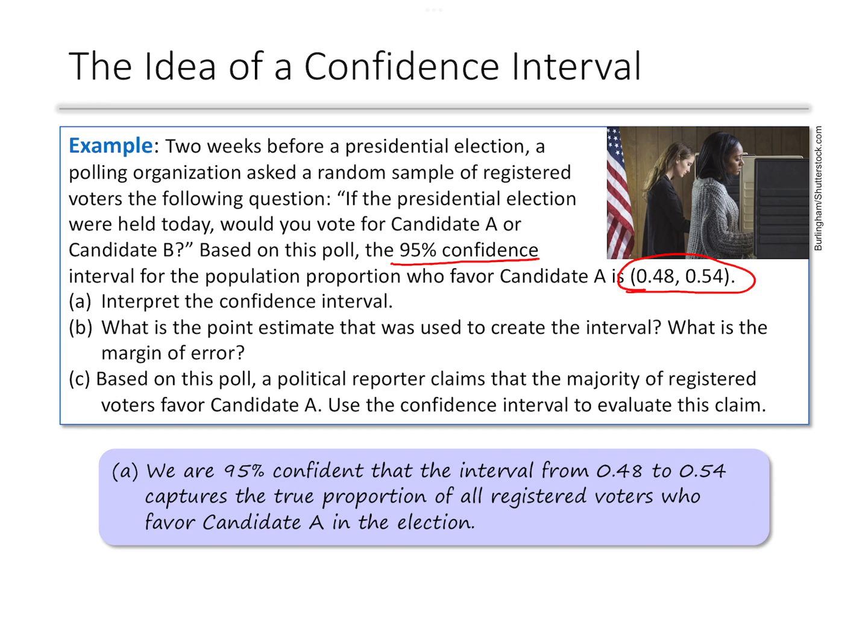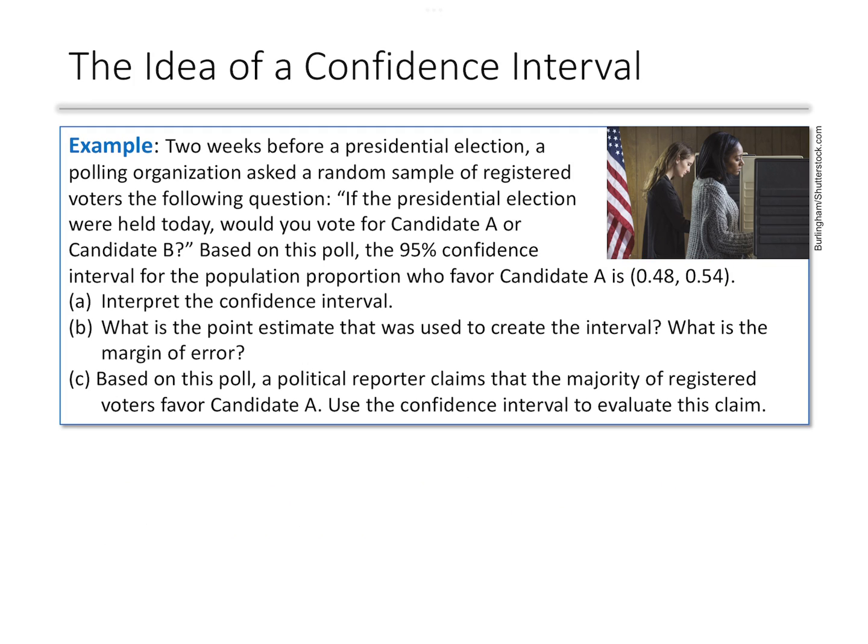We are 95% confident that the interval from 0.48 to 0.54 captures the true proportion of all registered voters who favor candidate A in the election. Notice the word "true." I will be very picky on your interpretation, so make sure you are writing them out. Today you won't have to write them out, they're multiple choice, but you will be writing them out eventually.